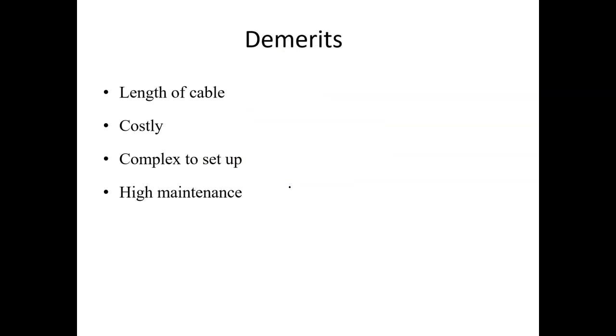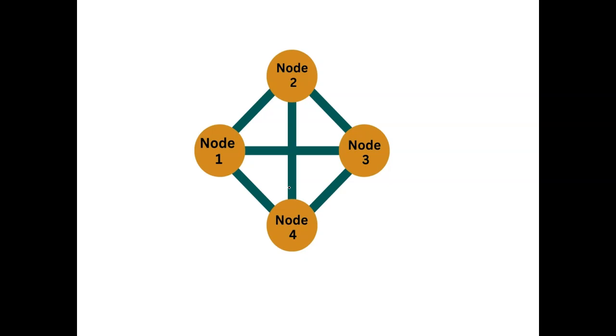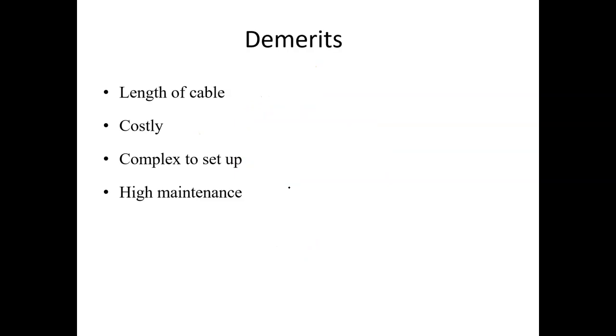Let's have the demerits of mesh topology. Here in mesh topology, all nodes are connected with each other. Because of that, it requires a large amount of cable or physical links. So length of cable is the demerit. Then the second one is that it is costly. So each and every node is connected with each other. That's why the cost of network, especially the cost of cable, increases.